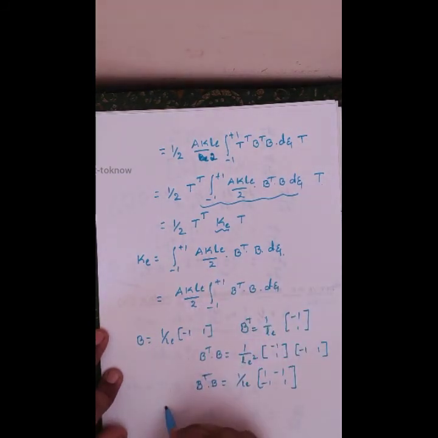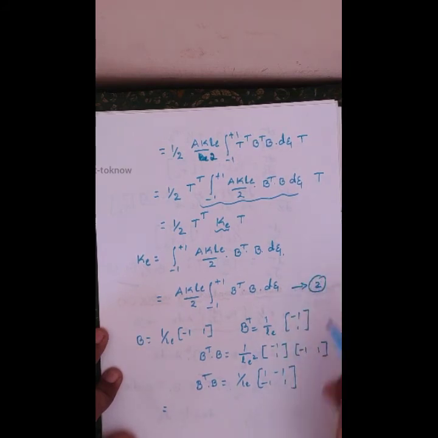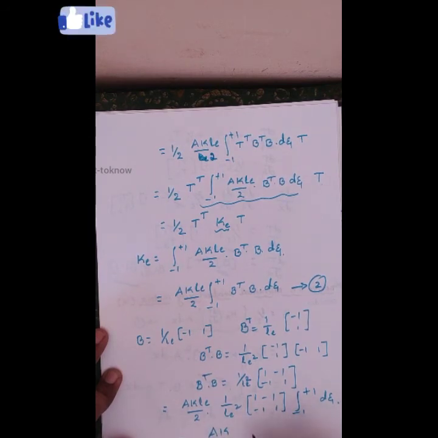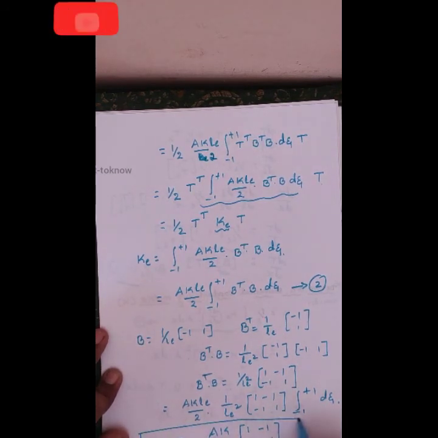Now substitute that in equation number 2. A K LE by 2, then 1 by LE square, times 1, minus 1, minus 1, 1, integral from minus 1 to plus 1 of d zeta. If you solve this, you get A K LE into the matrix 1, minus 1, minus 1, 1. This is called the K matrix, the elemental thermal conductive matrix. If you integrate d zeta from minus 1 to plus 1, the 2 cancels, and LE square with LE cancels, giving A K by LE, times 1, minus 1, minus 1, 1.